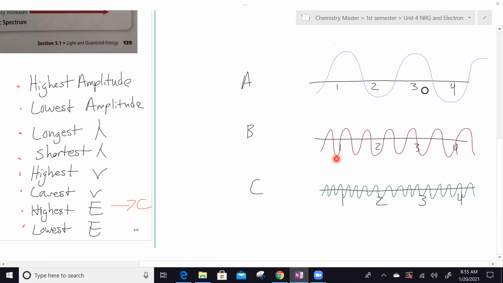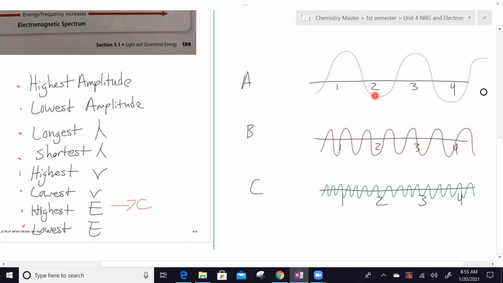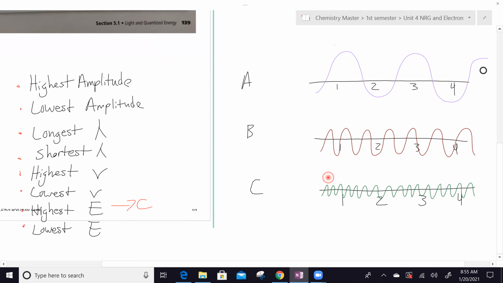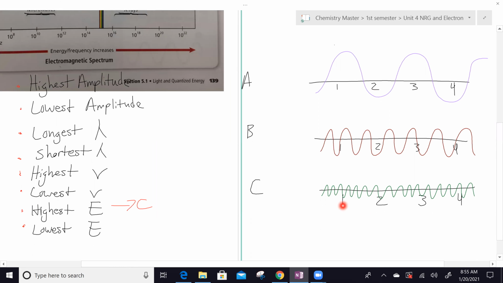So when I look at this, about half a wave passes per second. Here I can see almost a whole wave passes per second. Down here on this green one, I can see 2 waves per second. So frequency is how frequently those waves pass. Energy, we're going to talk about some more in just a second, is how much energy the wave is actually carrying.